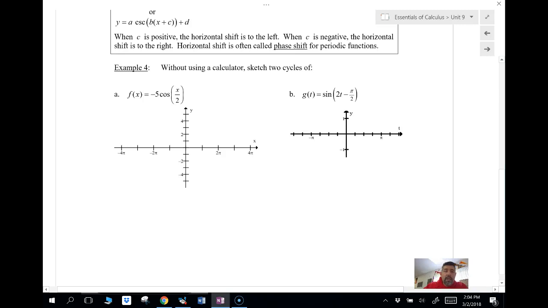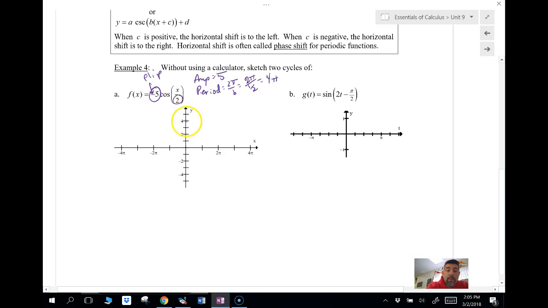So remember that I said that the 5 here is going to change the amplitude. So we've got an amplitude of 5, and this negative is going to flip what we started with. And this 2 is going to change the period. In this case, the period is going to be 2 pi over b. b in this case is 1/2. So my period is 4 pi. All right, so what does that look like?